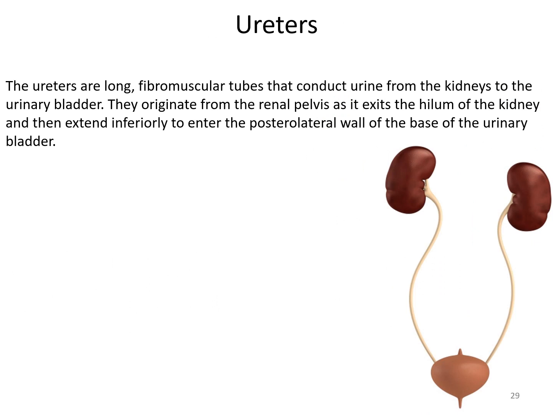Okay, specifically looking at the ureters, they're long fibromuscular tubes. Again, their job is to conduct urine from the kidneys to the bladder. So you see them connected all the way up here from the hilum of the kidney, and they come in at the posterior aspect of the urinary bladder.